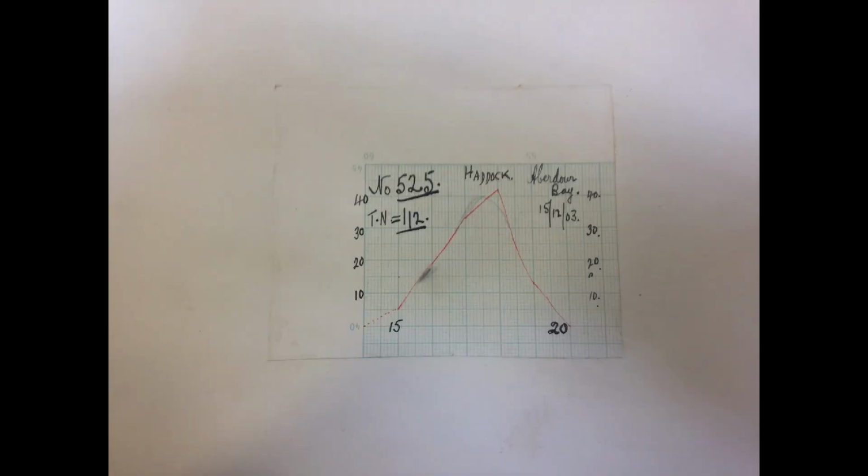Oh, this is something completely different. This is the number of haddock caught in Aberdeen Bay in 1903. Okay. Something is shown separately. Well, what is this? Is this as a function of day? It's a little weird that this has numbers like that on it.